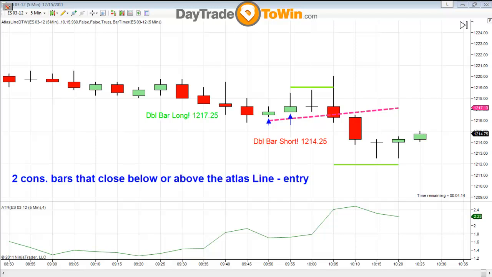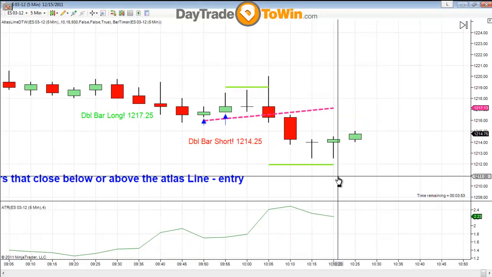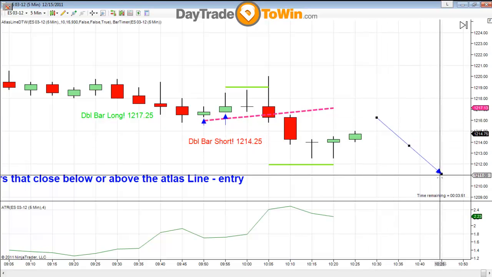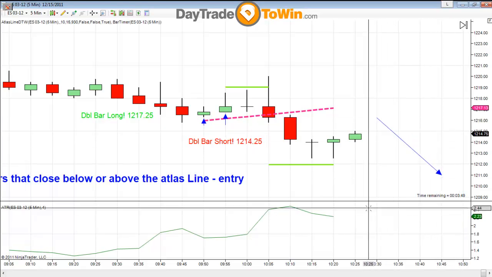The amount of time, Wayne, is typically 4 bars. If I am not able to reach my profit target within 4 bars, I'm out of the trade. The Atlas line can give multiple trades a day, because if this continues further down, there are pullback trades and strength trades that occur as the trend continues and continues.